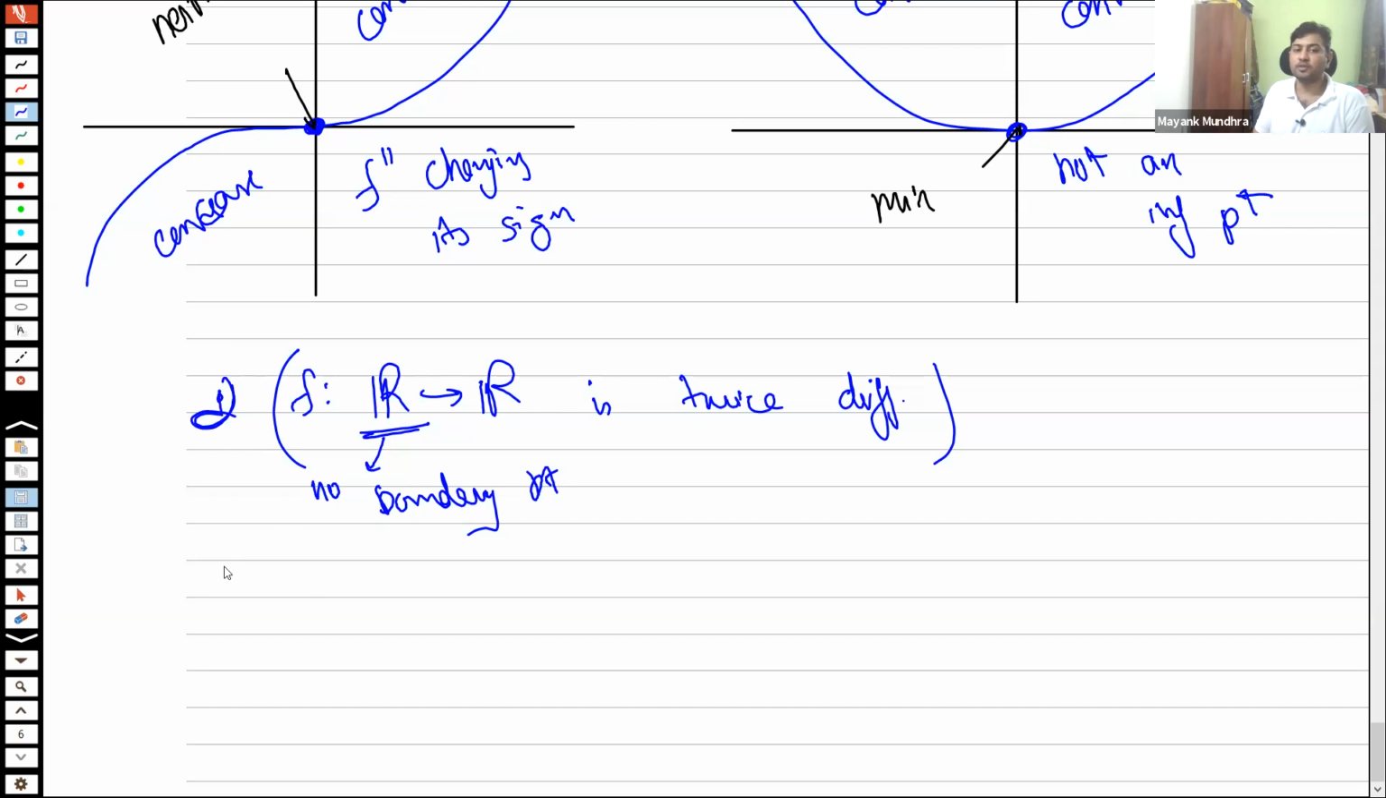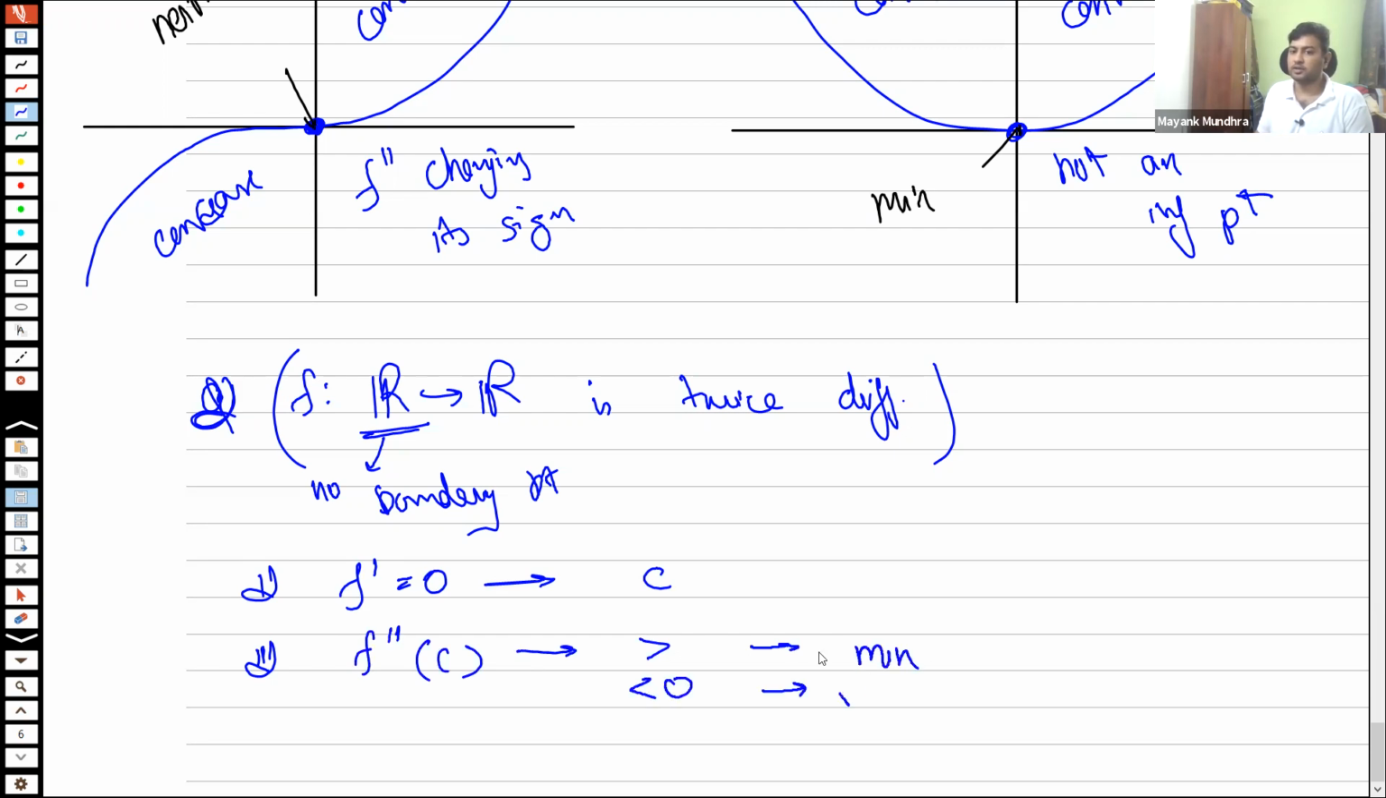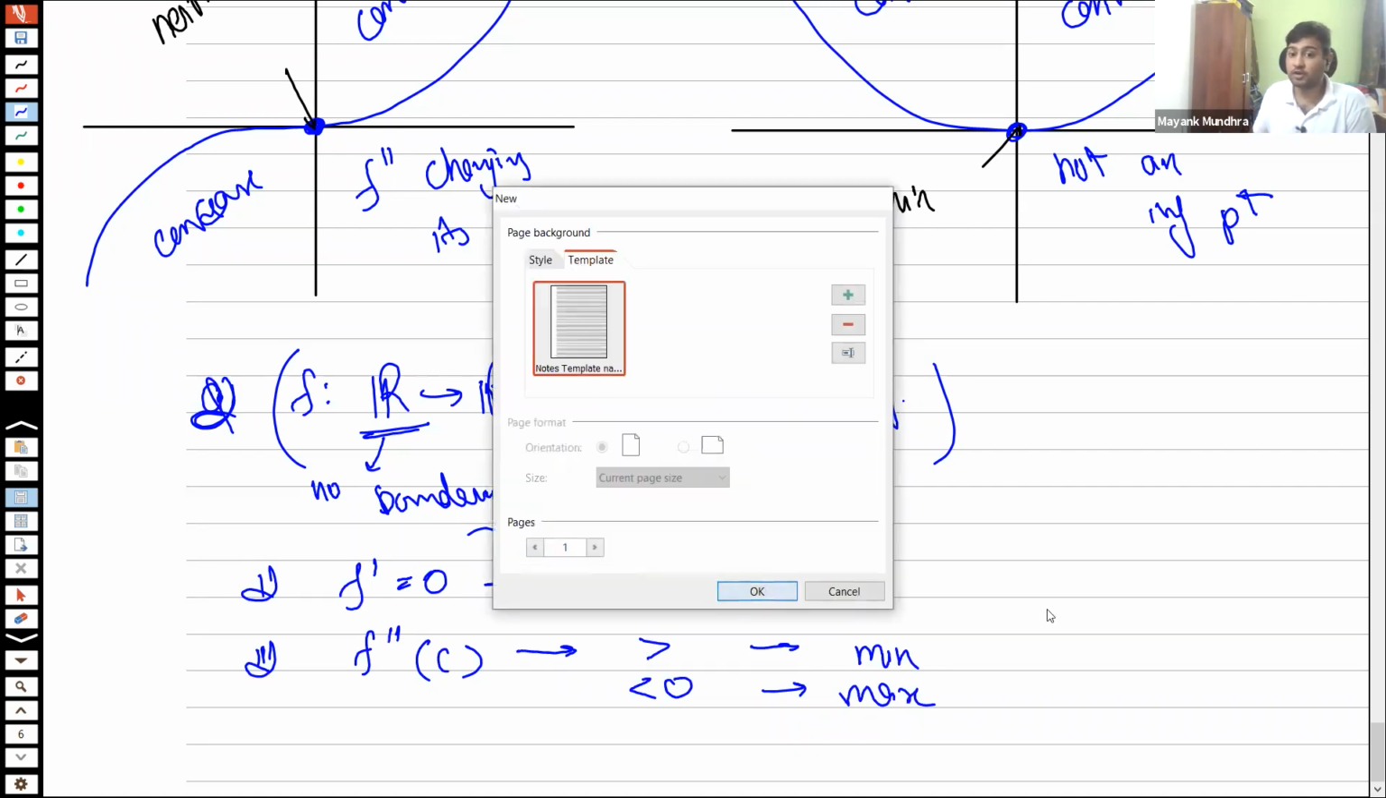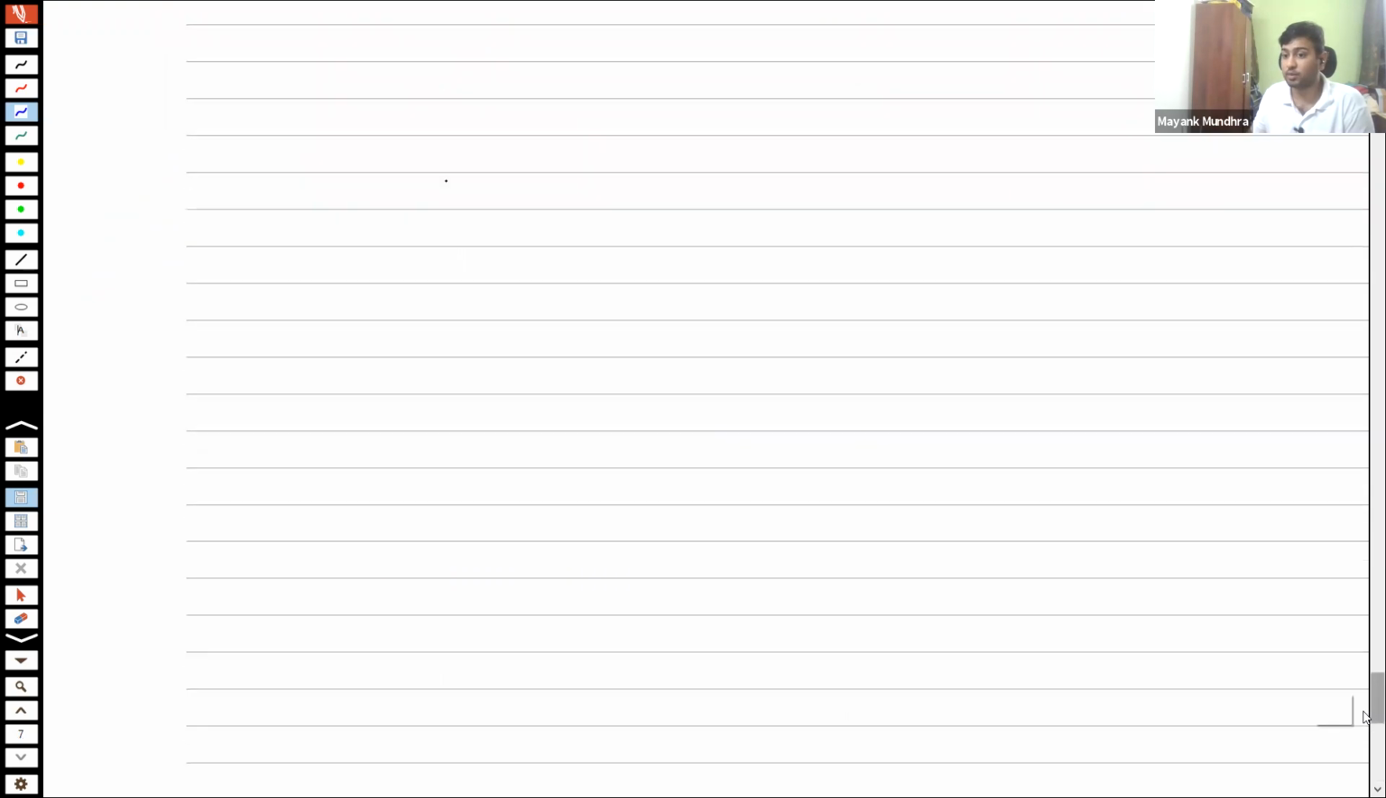After that, if you want to find the optima, step 1 is find f prime equals 0. So suppose you get some point C here. The second step would be to check f double prime at C. If it is positive, then you have a minima. If it is negative, then you have a maximum. If it is 0, then it's not automatically an inflection point. This is the point I'm trying to make.